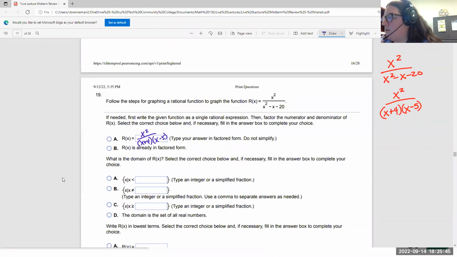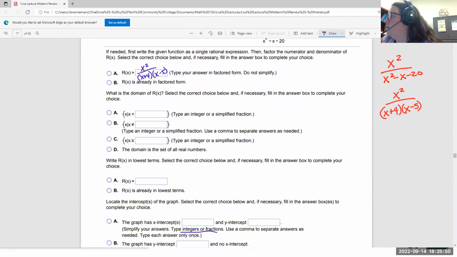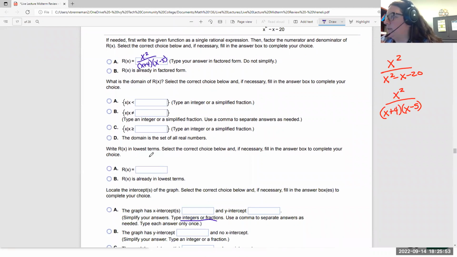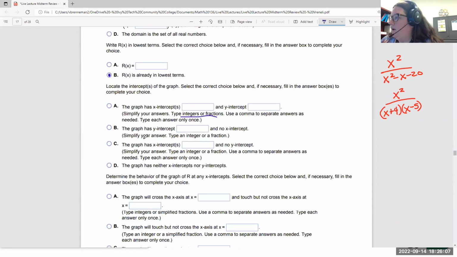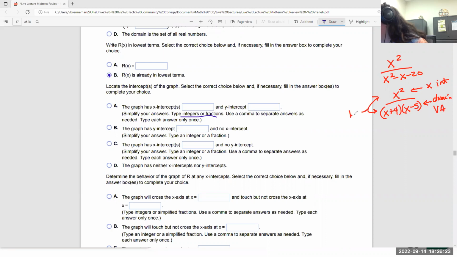All right, so then the domain is based on the factors of the denominator. So x is not going to be equal to -4 or 5. And then it's already in lowest terms. There wasn't any simplifying to do on that one. So the factors of the bottom are going to correspond to the domain and the vertical asymptotes. The top is going to determine the x-intercepts. If something is on both, it would be a hole.